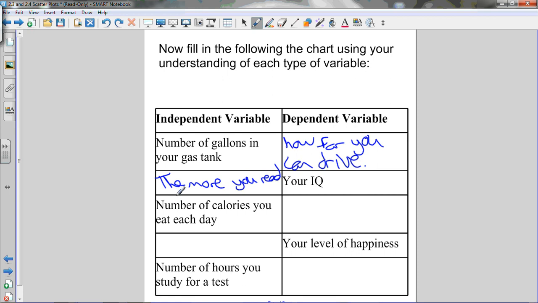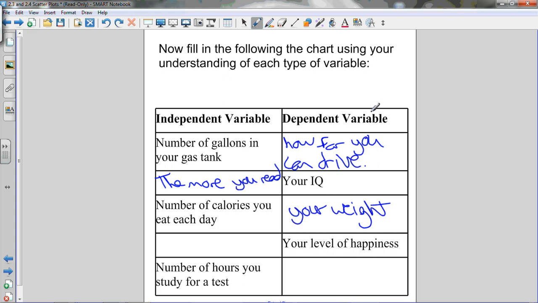So if the independent variable is the number of calories you eat each day, let's figure out a dependent variable that could be affected by that. And I think the most obvious one would be your weight, because it's clear that your weight depends on the number of calories you eat each day.